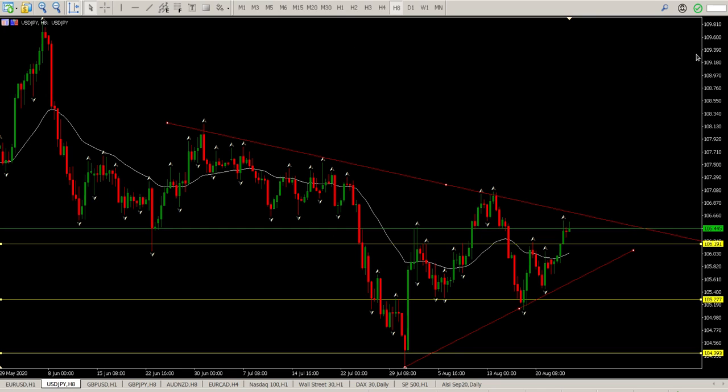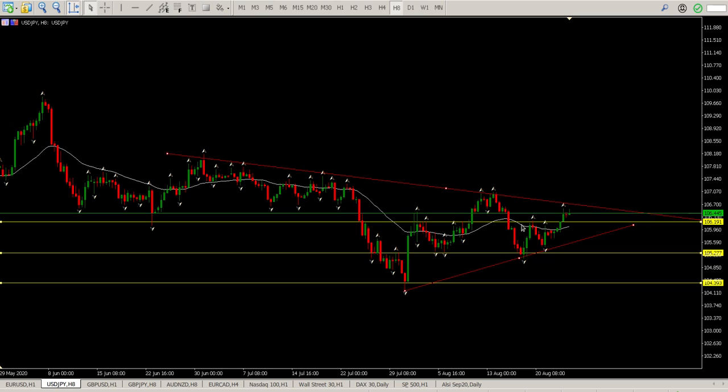USD Japanese Yen, as expected, we broke above this level here and we're now heading towards this trend line to the upside. So this consolidation is coming to an end. This could be seen as a double bottom here. So there is our double bottom.